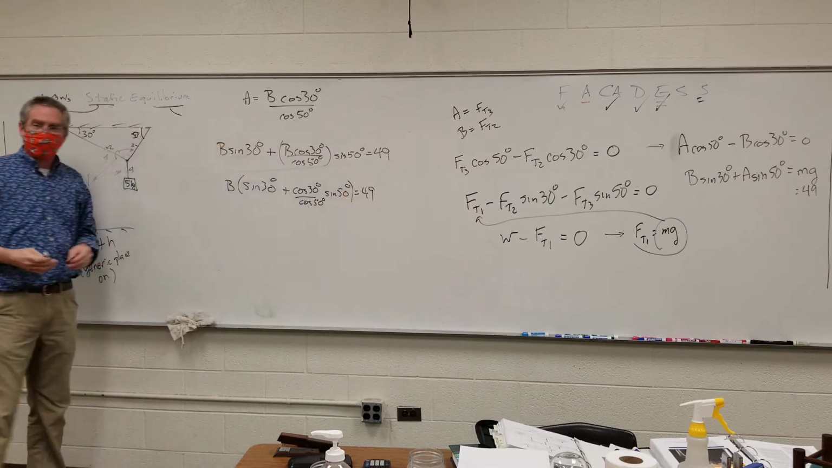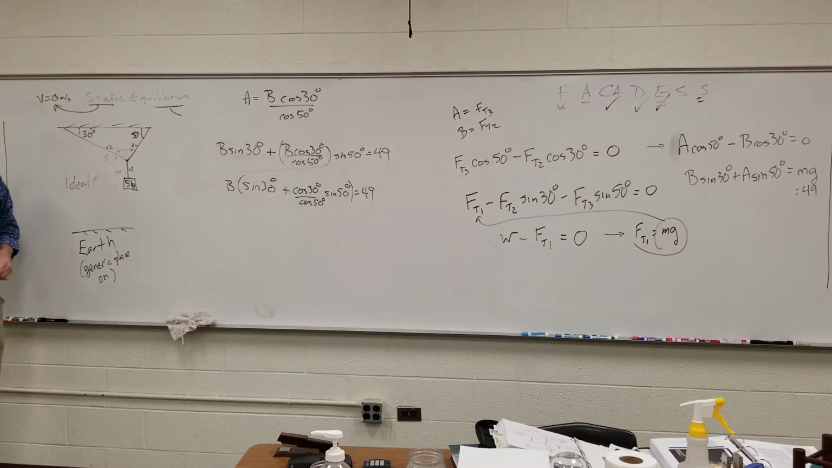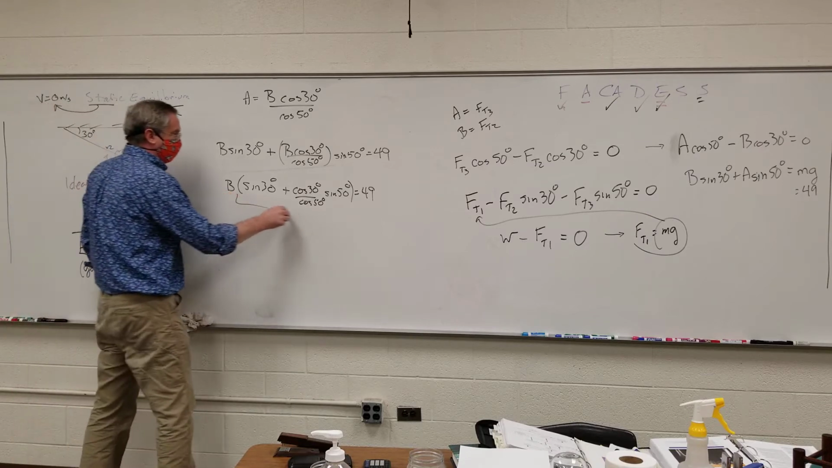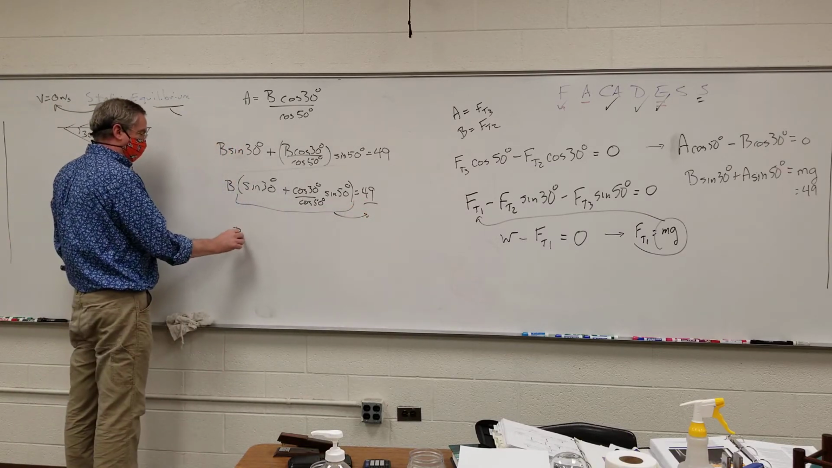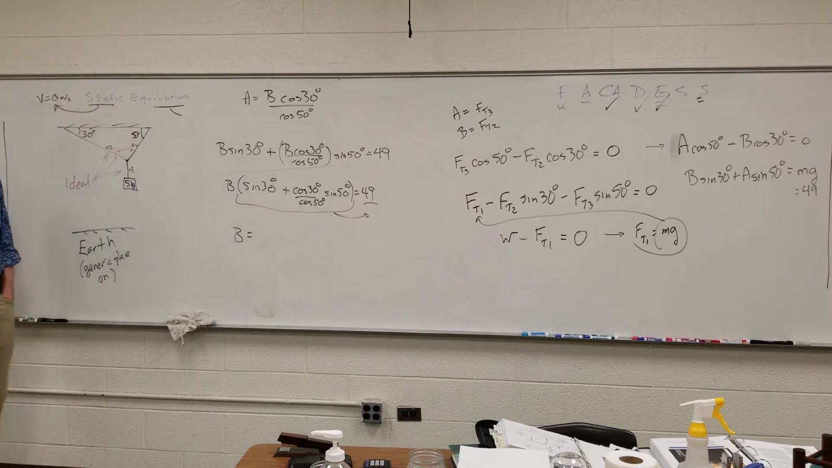Now I have a single b in my equation. And what's the last step? Or next to last step, depending on how you want to do it. 49 over everything in the parentheses. Yes. We divide by that. And we get some magical number here.